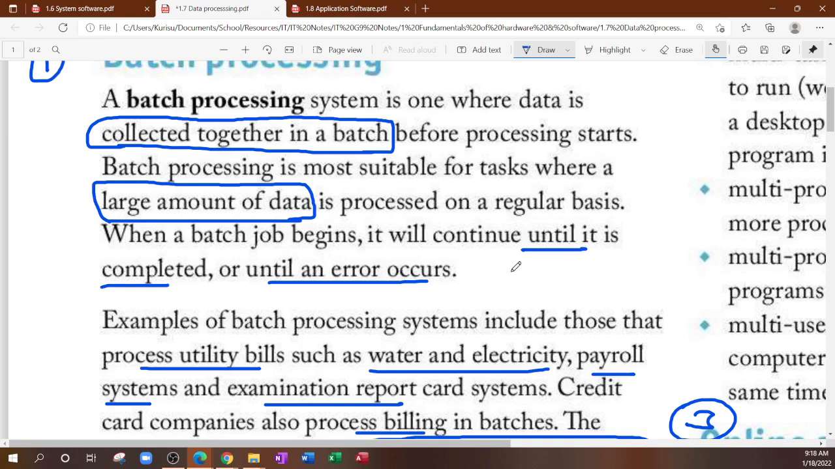Now, another important point to take note of is that when you start a batch processing, when does it end? We have two ways that it can end. Batch processing is going to continue until it is completed. So if it finished processing everything, it's going to stop.